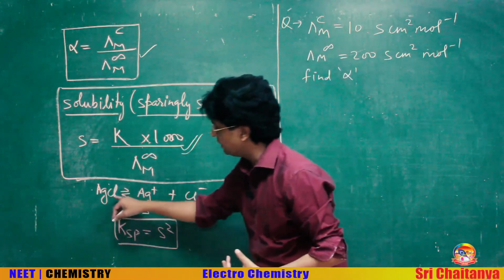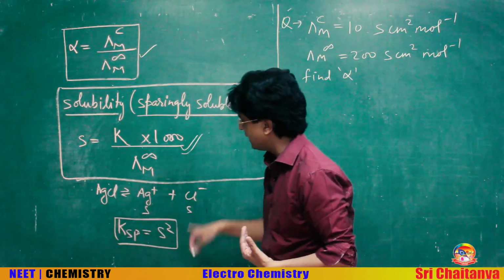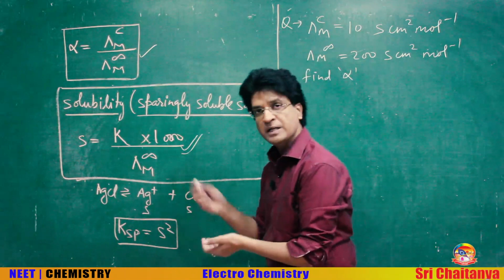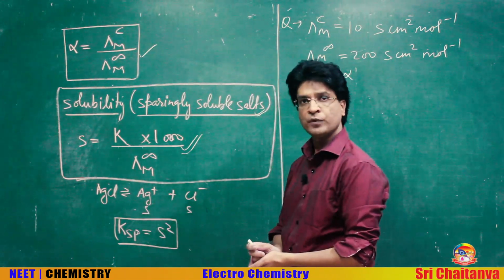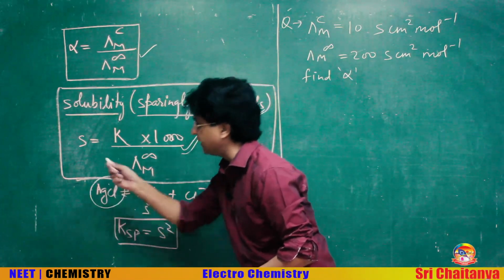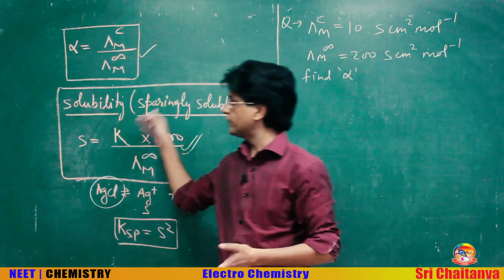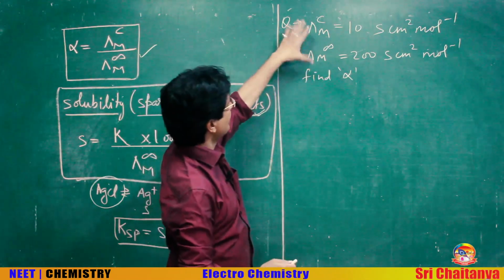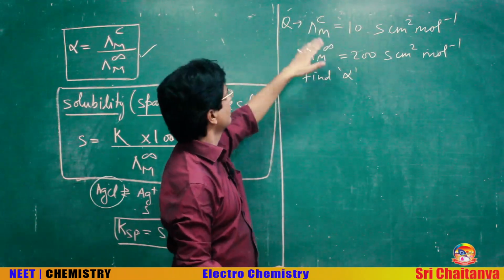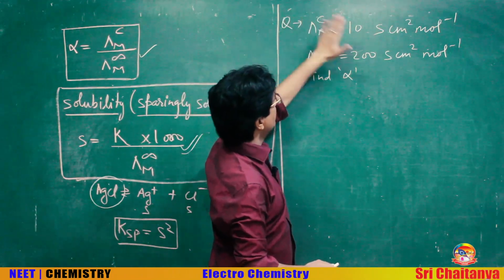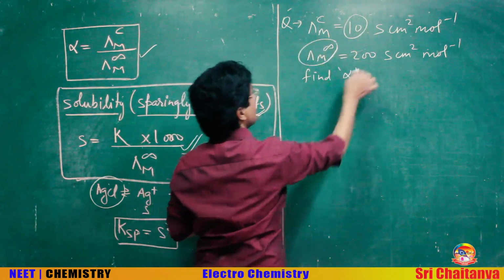Now for example, I have a sparingly soluble salt like AgCl. It will dissociate to give you Ag ions and Cl ions, and let the solubility be S, then the concentration of Ag ions and Cl ions will be S each. So Ksp of a salt like AB category is S square, we all know that. So let's see some application of these two things one by one. In this question they have given that for a given salt or acid or whatever, molar conductivity at a given concentration is 10 Siemens centimeter square per mole, and that at infinite dilution is 200.